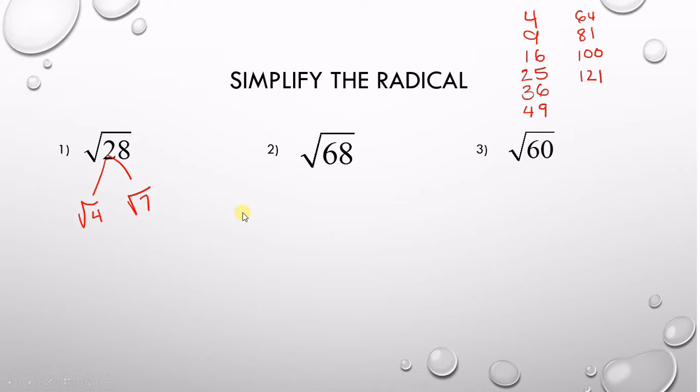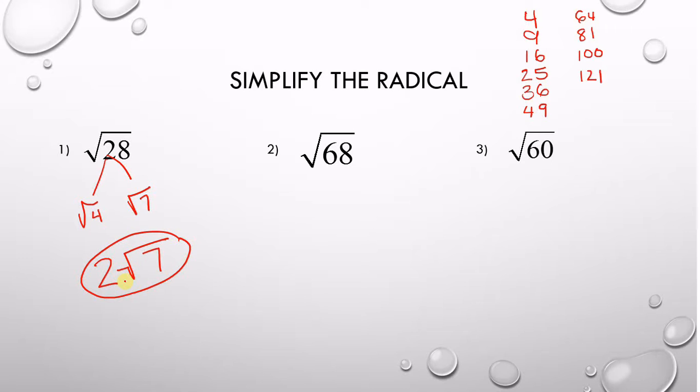Following our multiplying idea, what's the square root of 4? Well, the square root of 4, we know that to be 2. So this is actually 2 square roots of 11. Or 2 square roots of 7, excuse me. And that's my final answer.